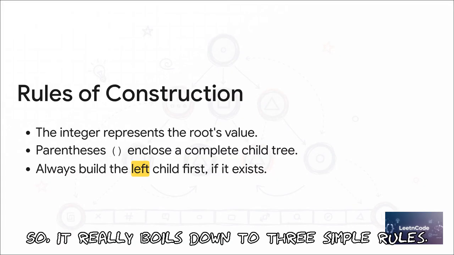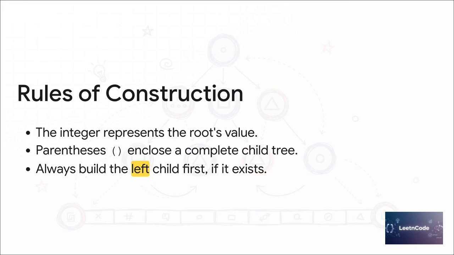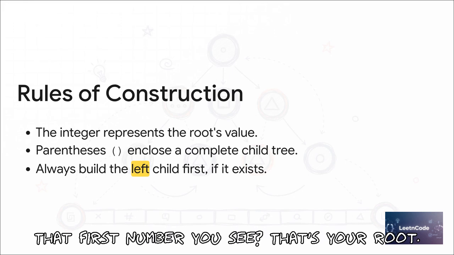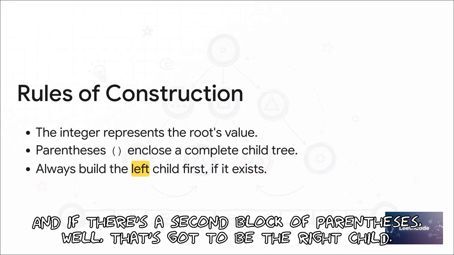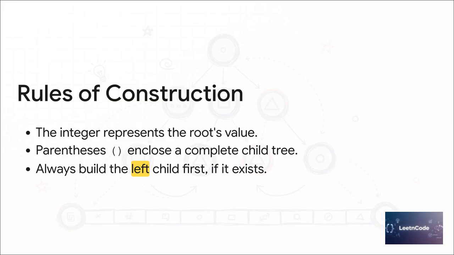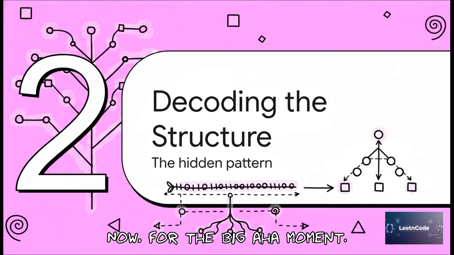So, it really boils down to 3 simple rules. That first number you see, that's your root. The first block of parentheses right after it, that's always, and I mean always, the left child. And if there's a second block of parentheses, well, that's got to be the right child. Pretty straightforward, right? Now for the big aha moment.